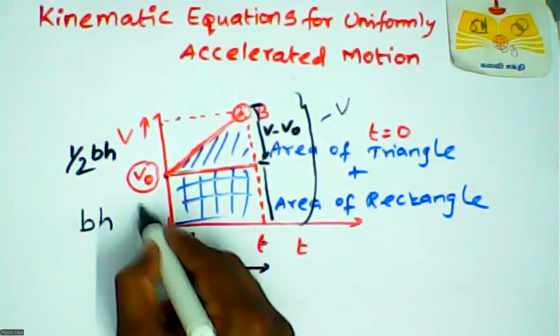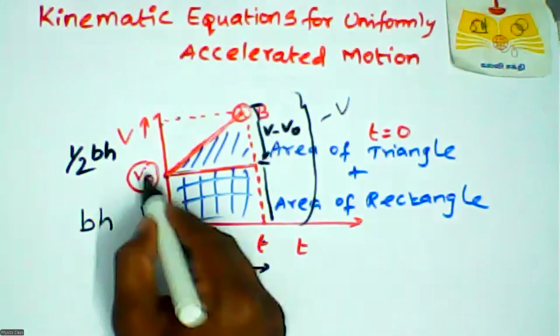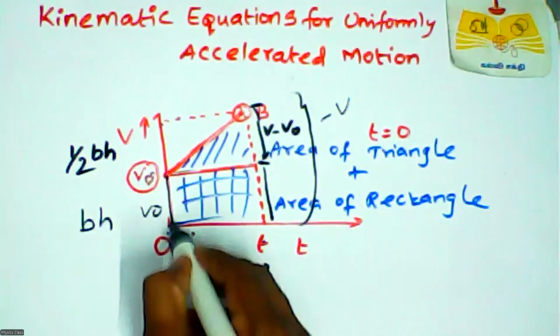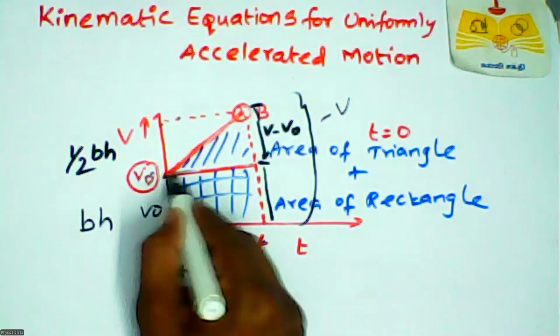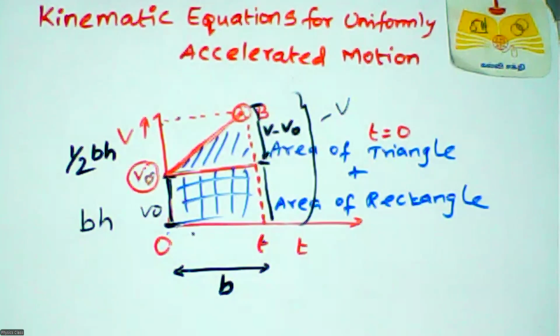Yes, v naught, because v naught is here. So there is a distance from this position to this position. So v naught means height of that rectangle. v minus v naught means height of that triangle. Is it clear?